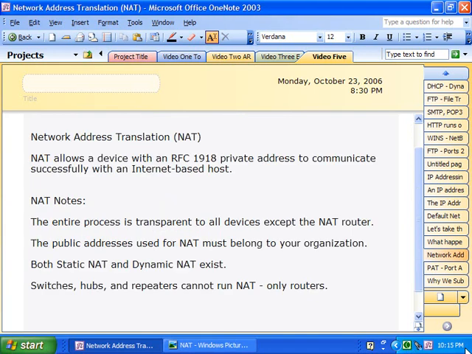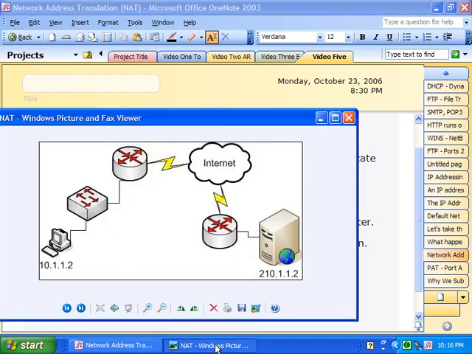So now we know that NAT will allow a PC or a host device that's using an RFC 1918 private address to communicate successfully with an internet-based host. How exactly does that happen? Where does the translation come in? The name is definitely the recipe with network address translation. That's about as straightforward as it gets. Well, the translation is happening at a router.